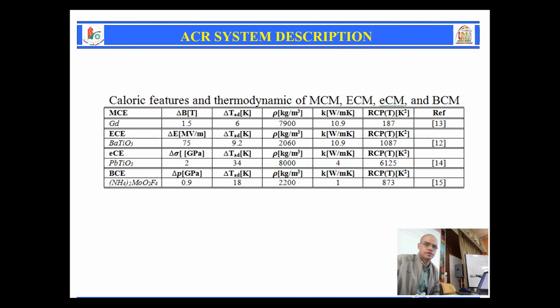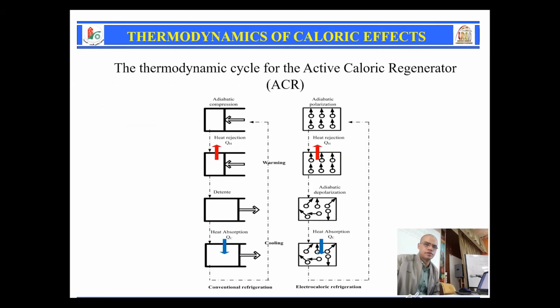Caloric features and thermodynamics of magnetocaloric material, electrocaloric material, elastocaloric material, and barocaloric material. The thermodynamic cycle for the active caloric regenerator, ICR, for example, comparison between conventional refrigeration technology and electrocaloric refrigeration cycle, solid-state refrigeration.